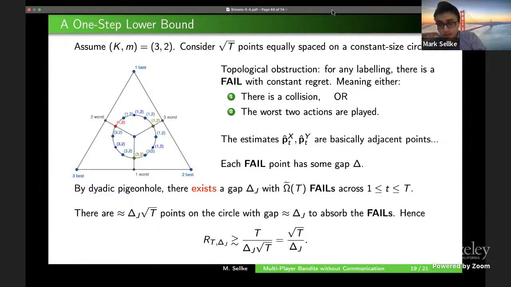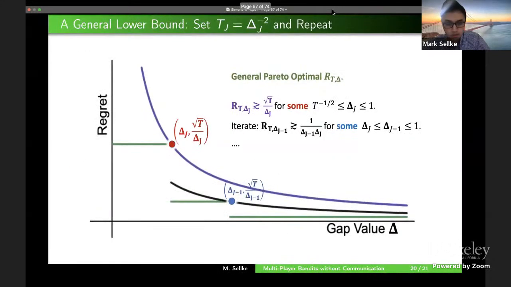Now, this is just saying there exists some gap with a lot of regret. So how do you get this lower bound with many gap sizes? Well, the idea is to apply this lower bound repeatedly. So maybe this lower bound, there's this purple curve here with regret square root t over delta. This lower bound will tell me that my regret curve has some point on this purple.